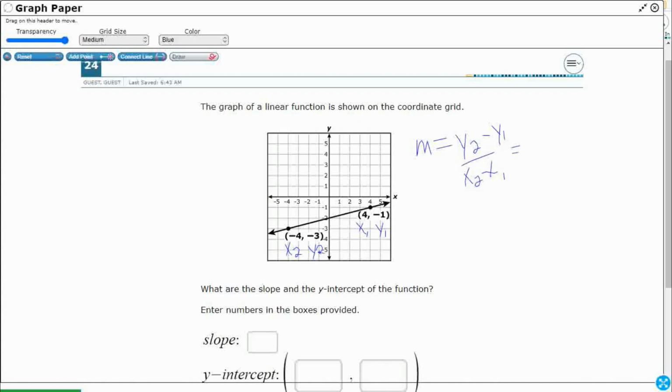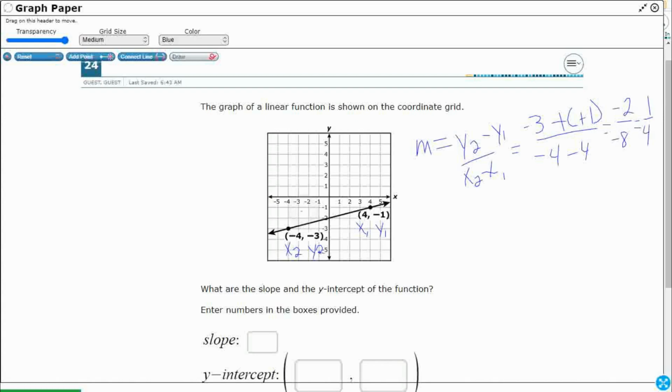So let's just go ahead and plug those in. My y2 is -3 minus my y1, which is -1, so we'll end up making that a positive. And then my x2 is -4, and my x1 is 4, so we're going -4 minus 4. So that's going to end up being -3 plus 1, which is -2 over -8. And since the two negatives cancel out, we're going to get positive 1/4.